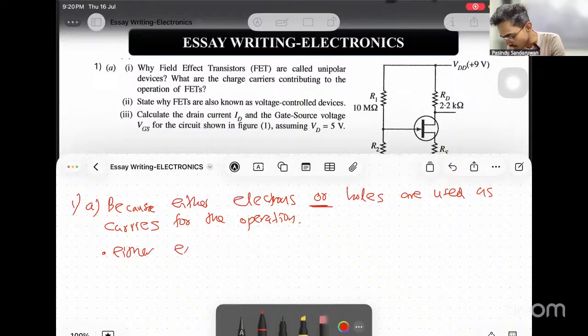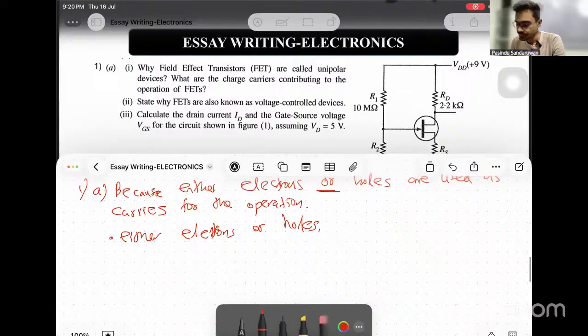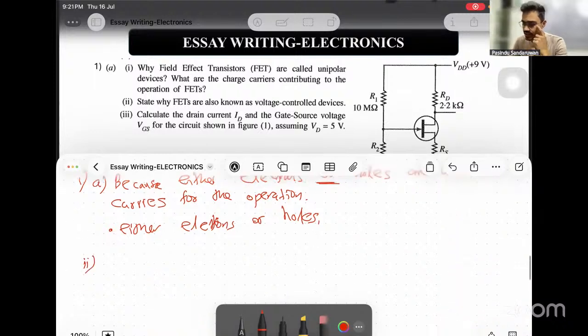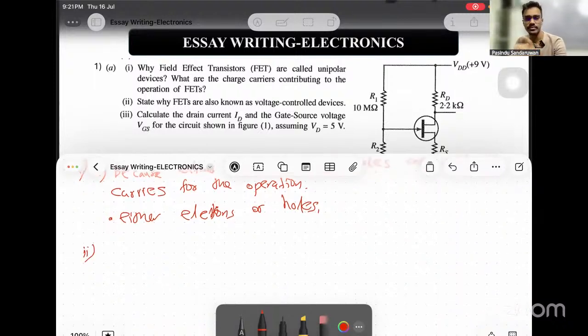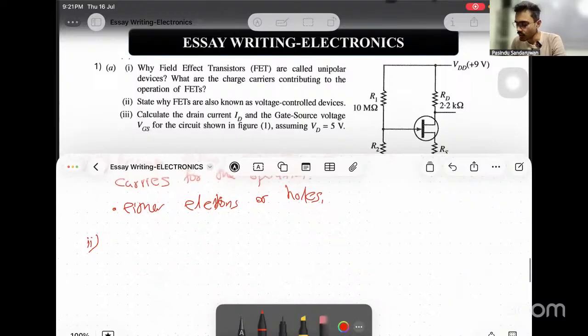Either electrons or holes. Now, without specifically writing or mentioning electrons or holes, if you mention just one type of carriers, that is also enough as the question asks.